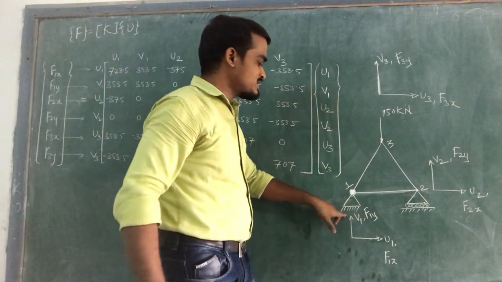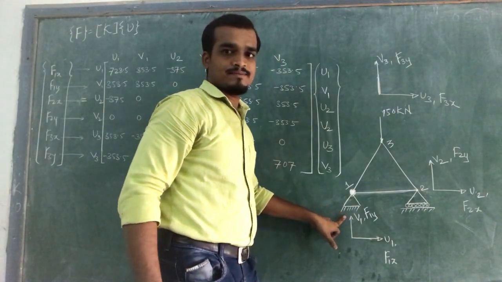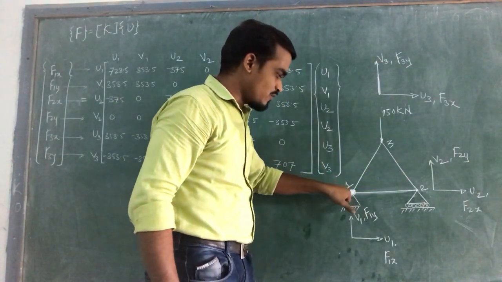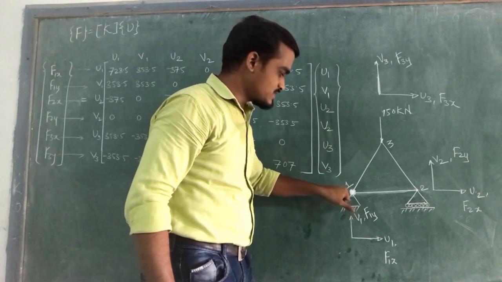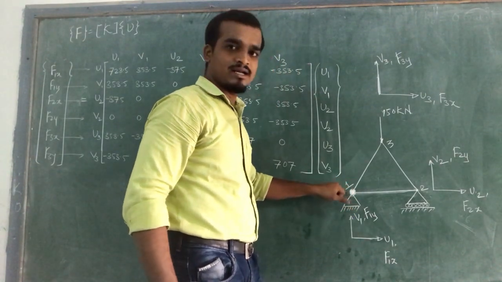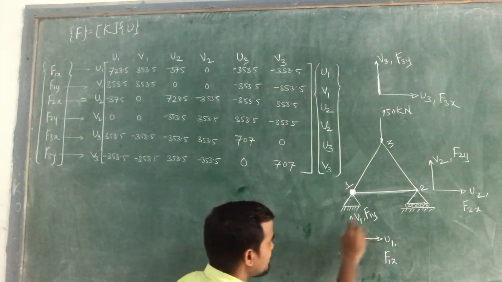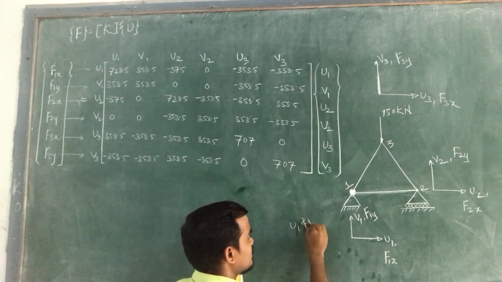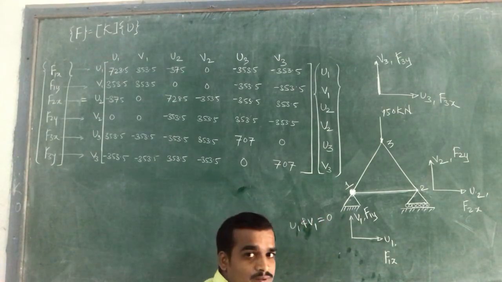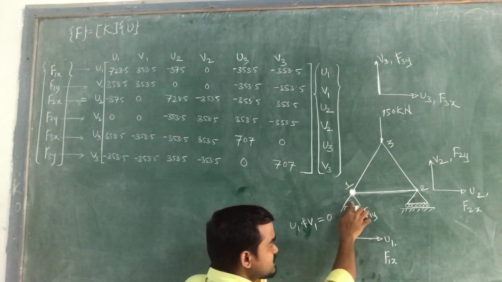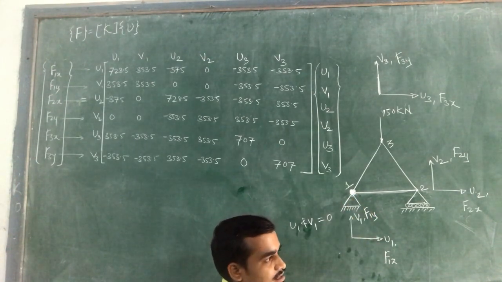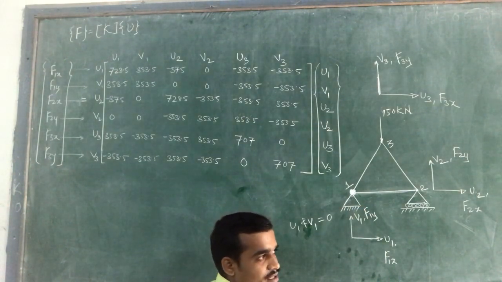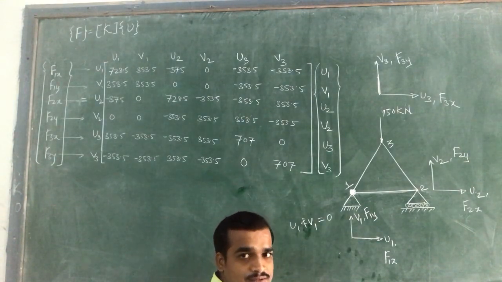This first node is fixed in both directions, in the vertical direction as well as in the horizontal direction. So due to this, we get the boundary conditions U1 and V1 equal to 0, because node 1 is fixed in the horizontal as well as the vertical direction. Due to this there will not be any displacement or movement of this node in the horizontal or vertical direction.